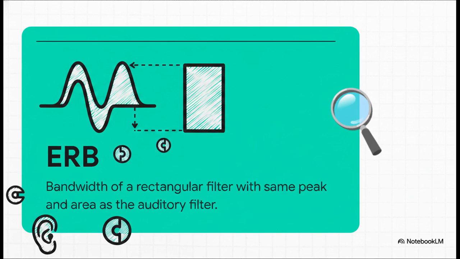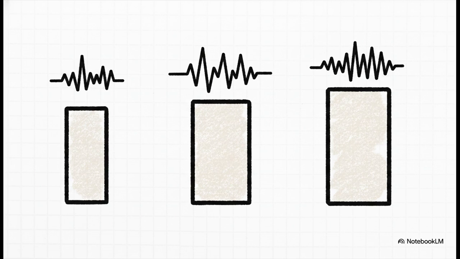And the ERB is exactly what it sounds like. You take that messy auditory filter and you calculate a perfect rectangle that has the exact same peak output and the exact same area under the curve. It gives us this beautiful, standardized unit of measurement derived straight from those notched noise experiments. Using these experiments, researchers Glasberg and Moore actually developed this specific formula back in 1990 to estimate the ERB for any given center frequency, which is what the FC stands for in the equation there.